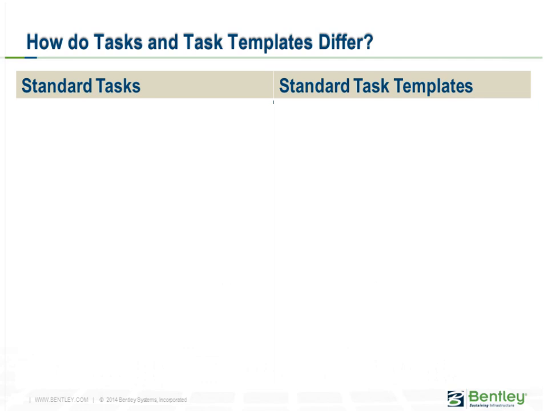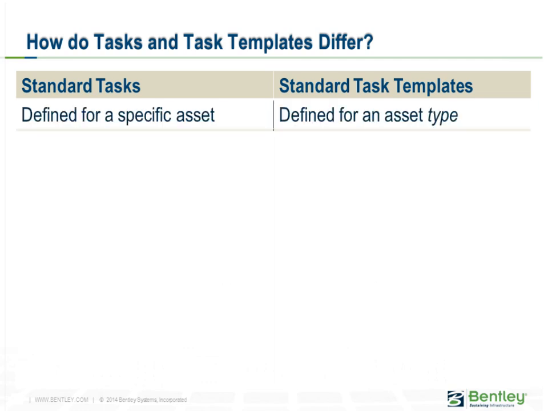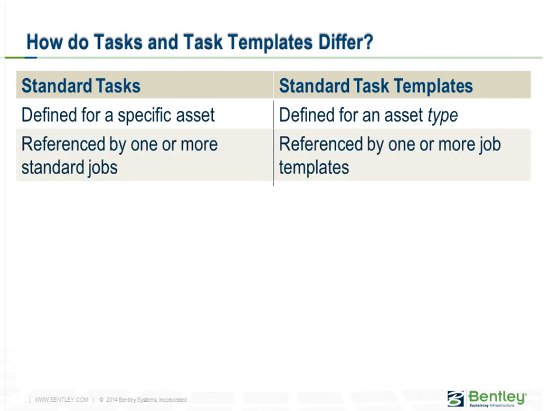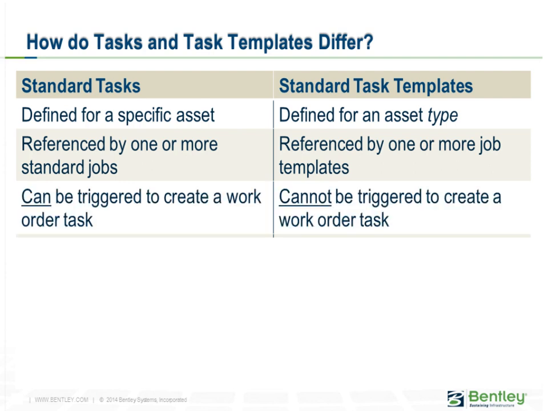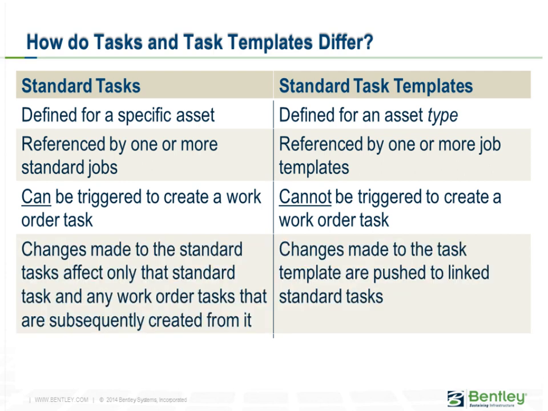So, how do tasks and task templates differ? Standard tasks are defined for a specific asset. Standard task templates are defined for an asset type. Standard tasks are referenced by one or more standard jobs. A standard task template is referenced by one or more job templates. Standard tasks can be triggered to create a work order task. This cannot be done with a standard task template.